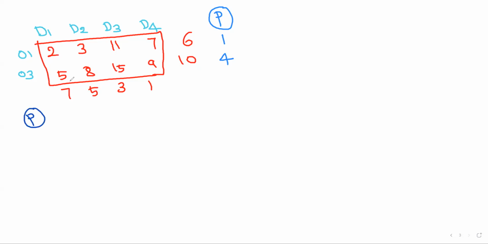Here the least element is 2, next least element is 5. So 3. 3, 8, 5, 4, 2. Now what is the highest penalty? 5. For 5 penalty, the least element is 3.